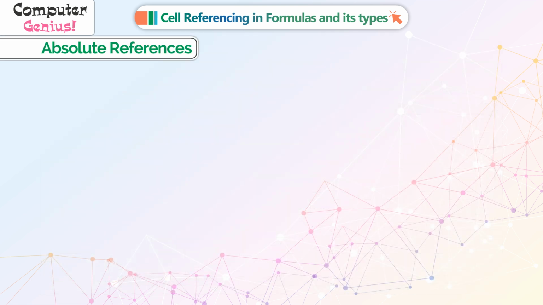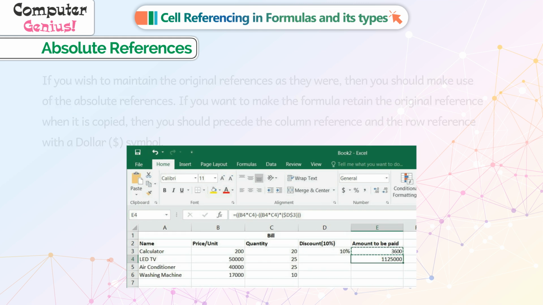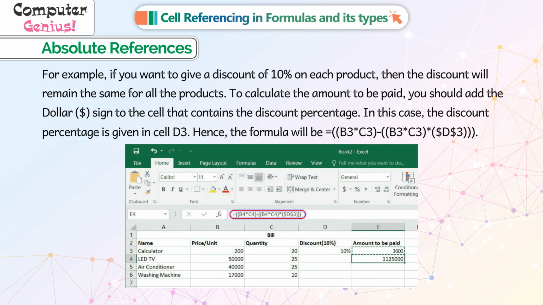Absolute references. If you wish to maintain the original references as they were, then you should make use of the absolute references. If you want to make the formula retain the original reference when it is copied, then you should precede the column reference and the row reference with a dollar symbol. For example, if you want to give a discount of 10% on each product, then the discount will remain the same for all the products.